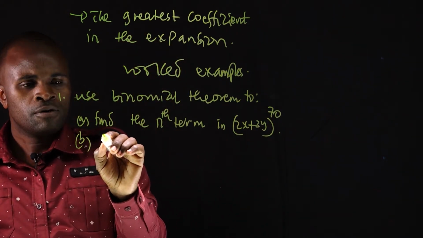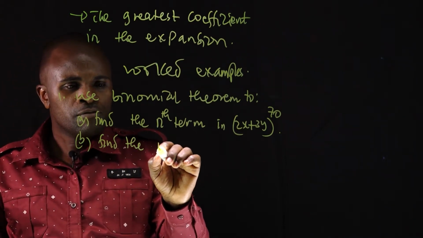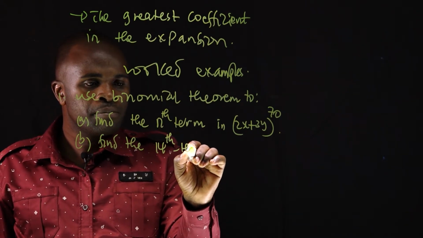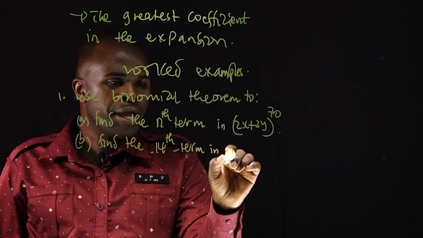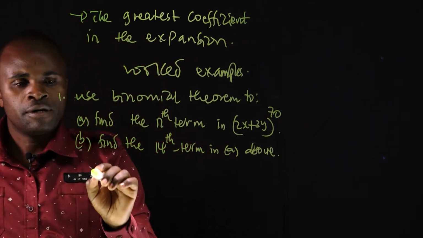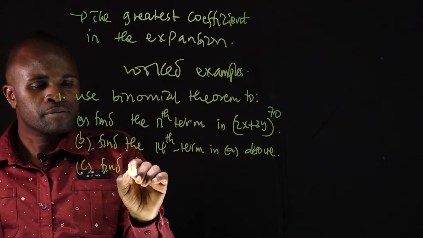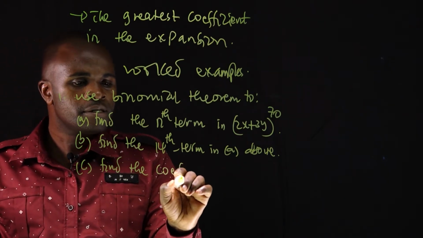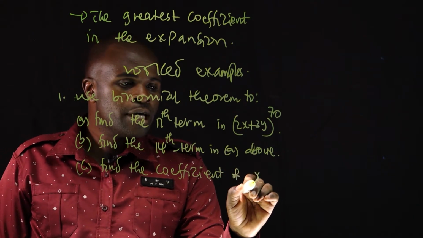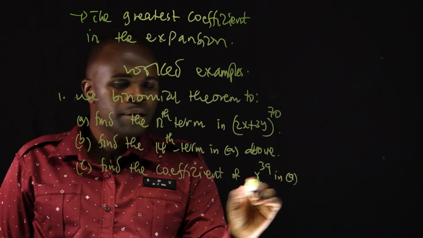To find the 14th term in A above. And here we can say to find the coefficient of x power 39 in A above.